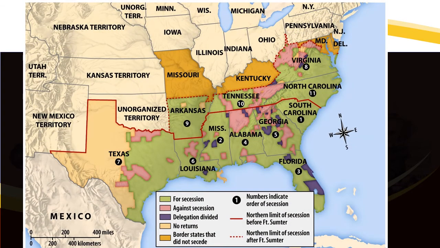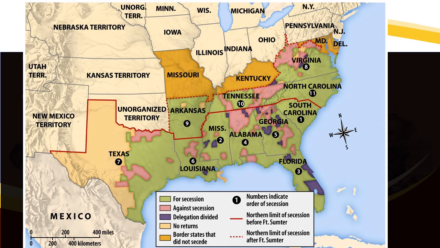Let's look at secession, how it unfolded. South Carolina is number 1, December of 1860. Number 2 is actually Mississippi, followed by Florida, then Alabama, then Georgia, Louisiana, Texas, Virginia, Arkansas, Tennessee, and last, slow and steady wins the race, North Carolina.